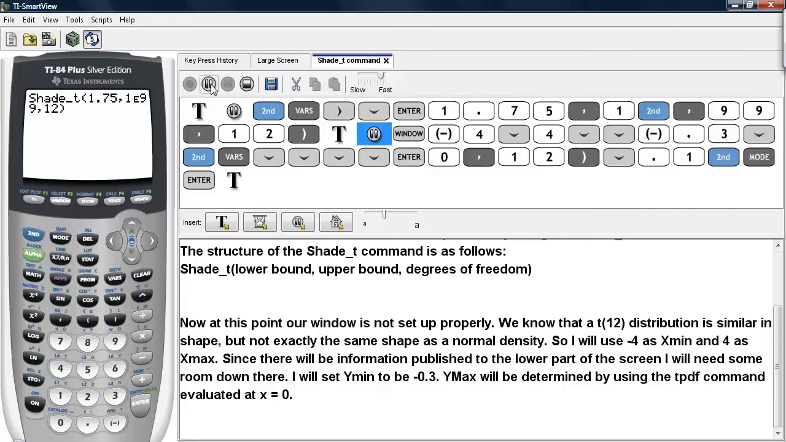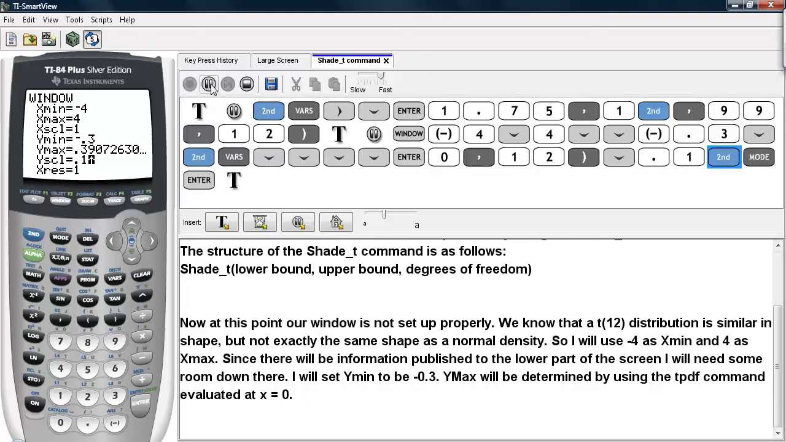unimodal. So we'll go ahead and go under Window, type in the x min at -4, the x max at 4, and I'll leave this scaling at 1. The y min will be -0.3, and then the y max is going to be that tpdf. So we hit second and vars, find the tpdf command, and then use 0 for the value, and then a comma, and then the 12 degrees of freedom. And then we'll change the y scaling to be 1/10.